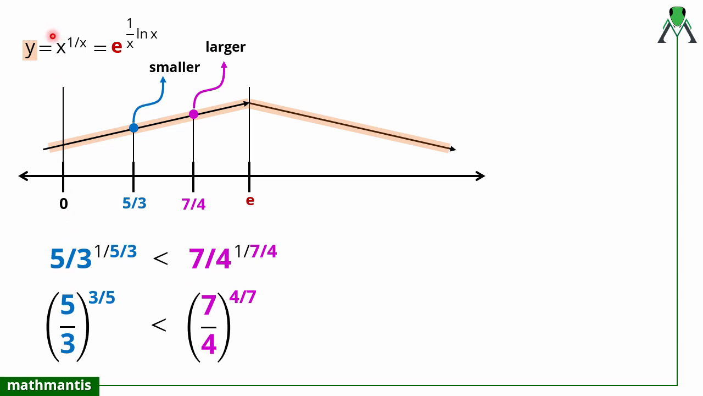So this is a very important function, x raised to power 1 by x. For this, the important critical point is x equal to e, where the value of the function is the largest. After e, the value of the function starts decreasing, and if you take the values of x before e, as the value of x is increasing, the value of the function is also increasing. So this function is very important, x raised to the power 1 by x.